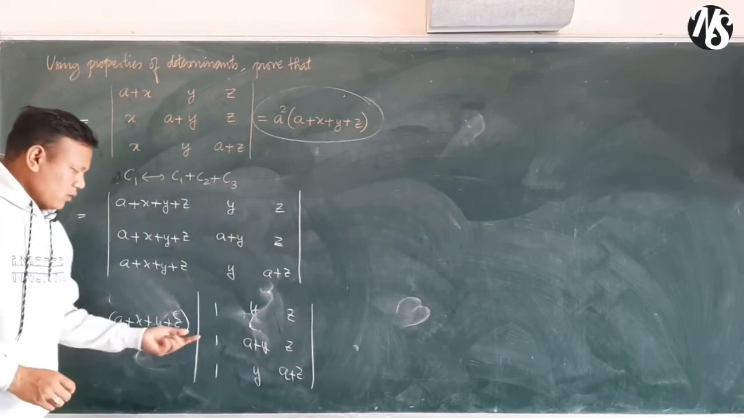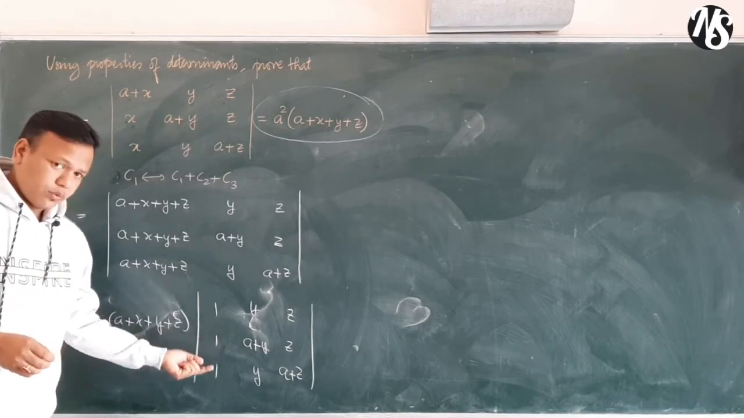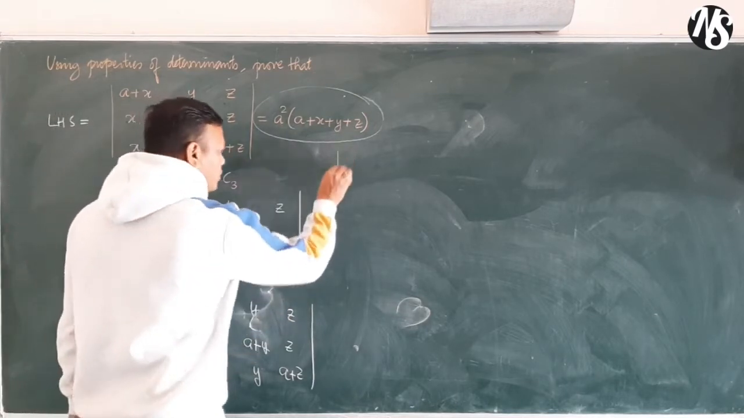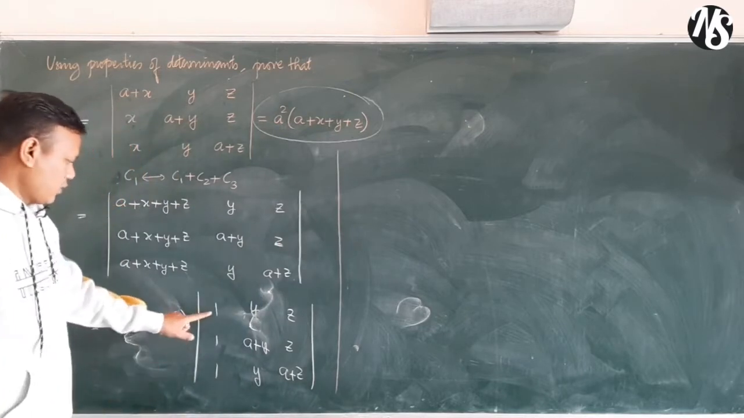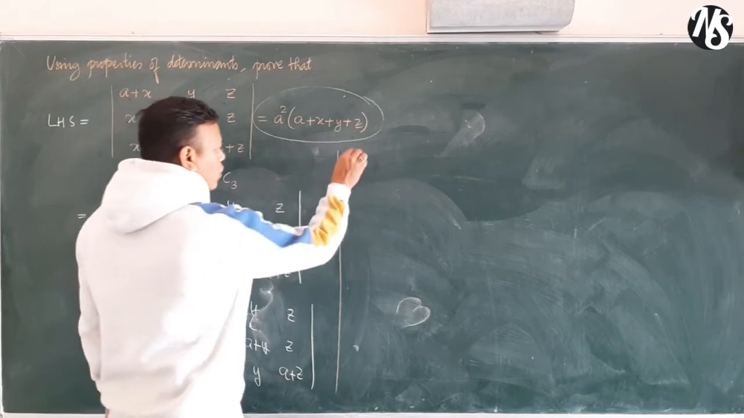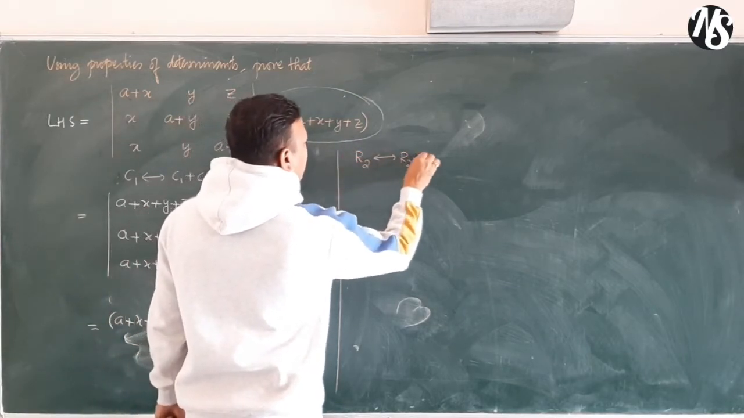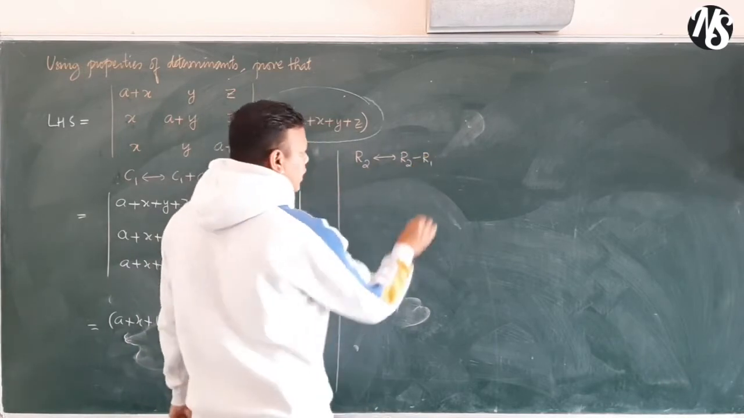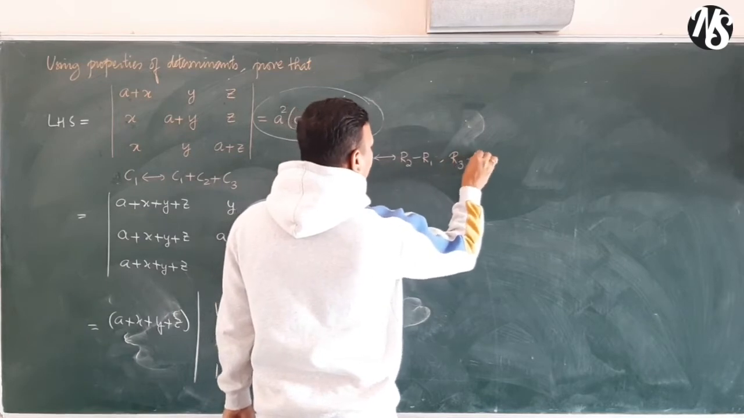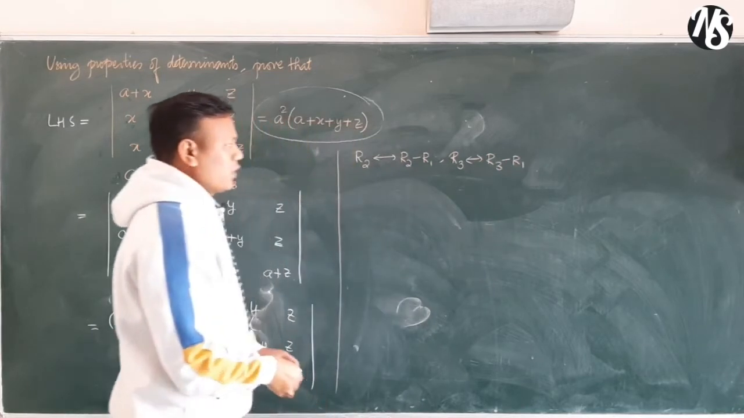Now, have you seen this kind of sum earlier? Yes. So in such a case, what we do is make these two zeros, right? So the operation that I'm going to make here is row 2 minus row 1, row 3 minus row 1. So row 2 minus row 1, and row 3 becomes row 3 minus row 1.